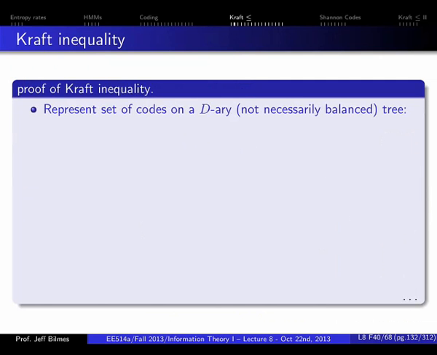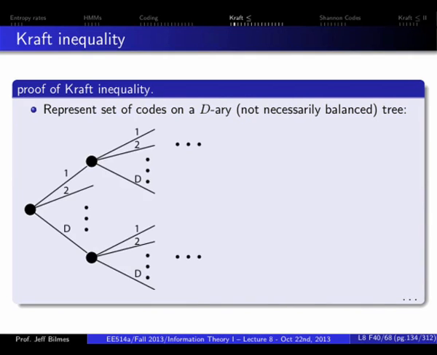So how do we prove this? We're representing a set of codes on a D-ary tree. It's not necessarily balanced. And if you've been thinking about the prefix code in the binary case, you notice that basically all we're doing is finding leaves of the tree. In the case of D-ary, we have the root, which branches into D. The arity is D, so at each step we branch into D, and at each step we branch into D.